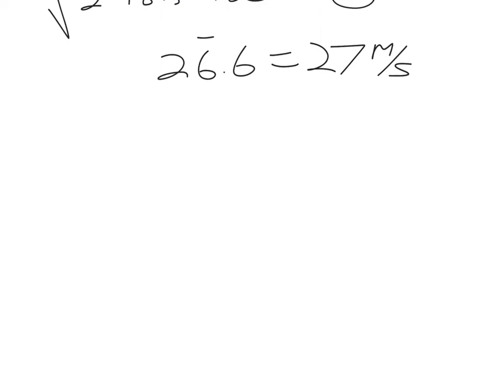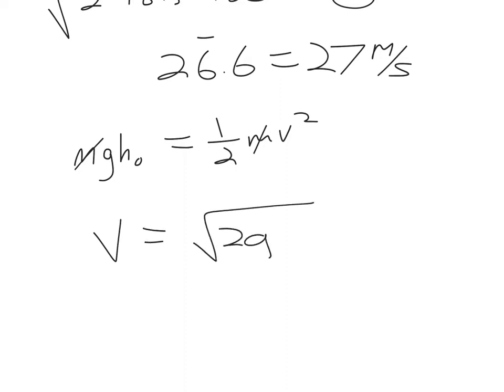Well, let's see here. If we start at 0, then we have mgh naught. That's all the energy we start with. We're not going to start with any kinetic energy. And that has to be equal to all the energy we end with, which is half mv squared, because we don't end with any height energy, and we don't start with any speed energy. So those are the only two terms. The mass will cancel, and v will be equal to the square root of 2gh naught, which is the square root of 2, 9.8, and 36.